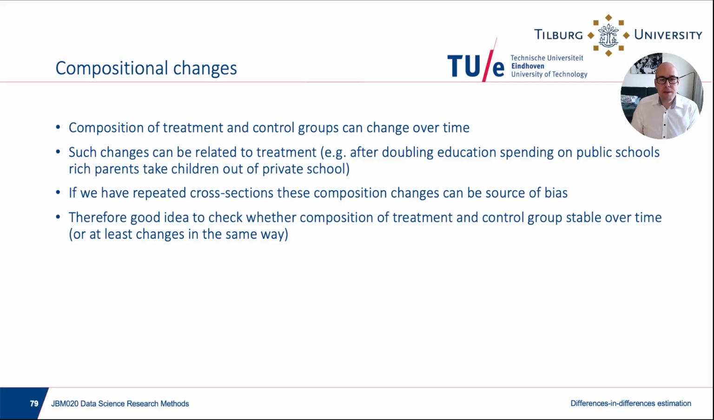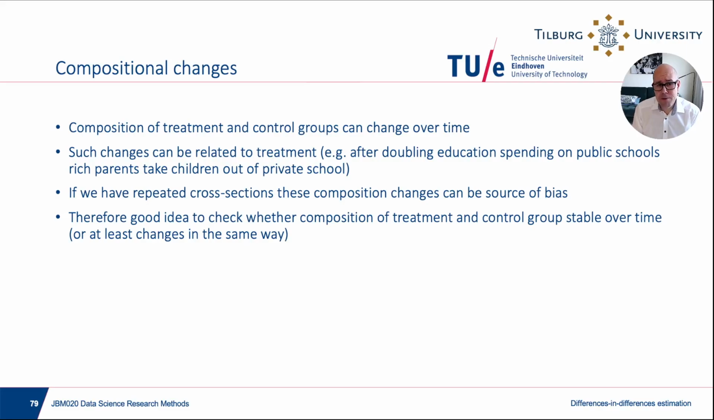Let's quickly think about things that could go wrong. What could go wrong is that you have a treatment group and a control group, and the composition of these groups changes over time. Such changes could come about for various reasons. They could also be related to the treatment. So, for instance, after doubling education spending on public schools, rich parents might take children out of private schools, right? If the treatment is public school, then over time you could see such changes in your data.